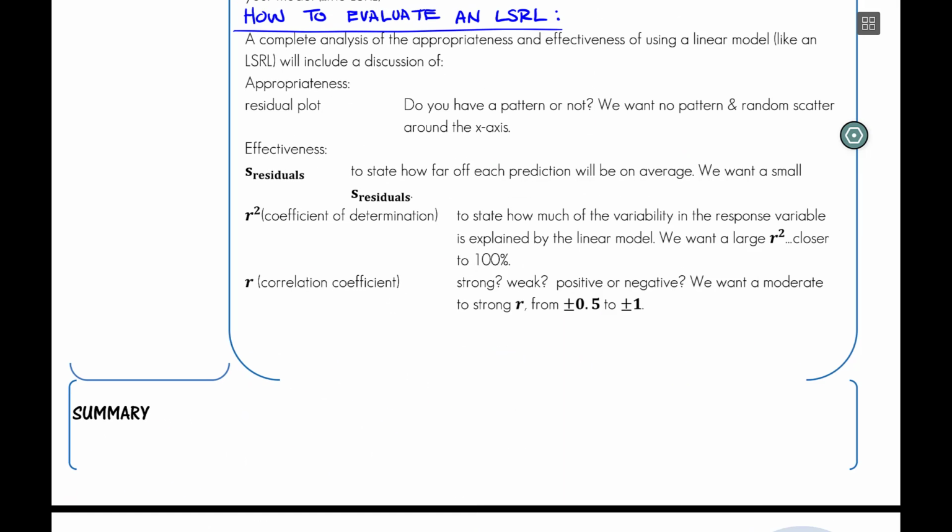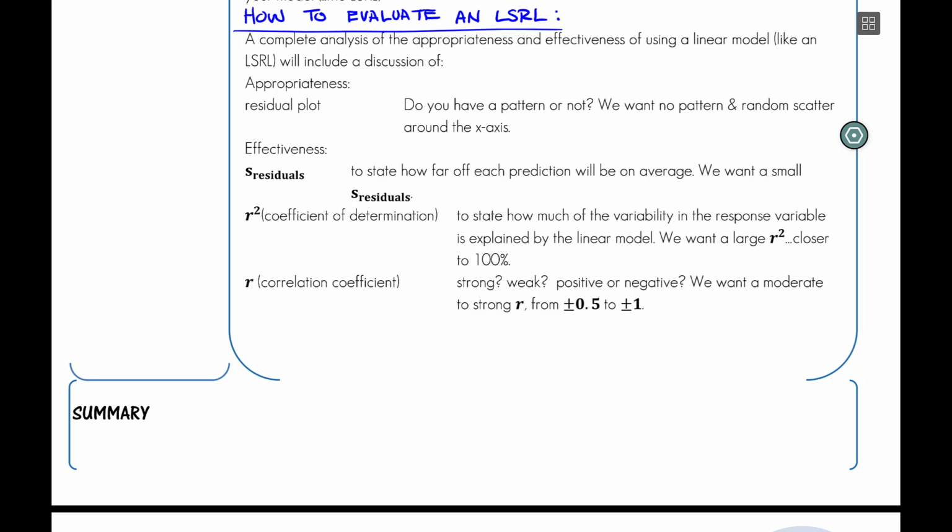So now to summarize the key components of what we are trying to do today, how to evaluate an LSRL. A complete analysis of the appropriateness and effectiveness of using a linear model like an LSRL will include a discussion of, first, the appropriateness. Should we use one or not? We look at the residual plot. We say, do you have a pattern or not? We want no pattern, and we want random scatter around the x-axis of that residual plot.